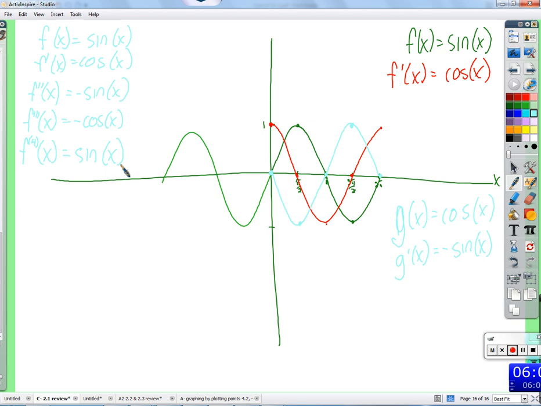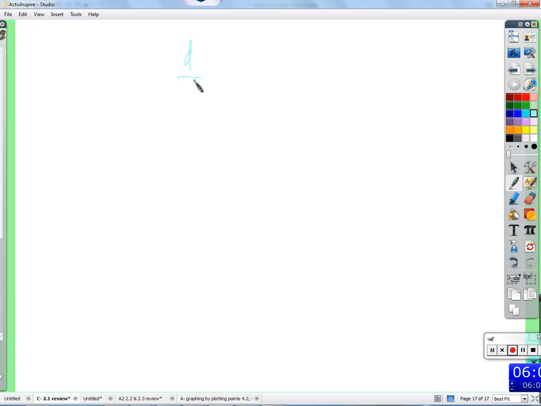Is that true for every function? No. In fact, think about the derivative of a polynomial. Let's take a simple polynomial like 3x to the third plus 2x squared plus 5x. Well, let's take the derivative of that. What's the derivative of 3x to the third? 9x squared plus 4x. Okay, let's take the derivative of that. 18x plus 4. Take the derivative of that. 18. Take the derivative of that. And it just kind of gets. So think about the graphs now. Right?